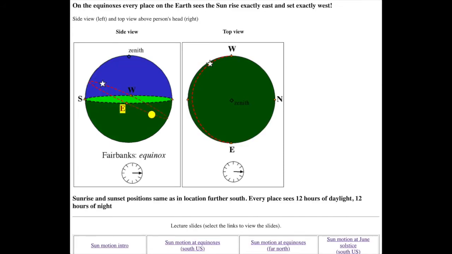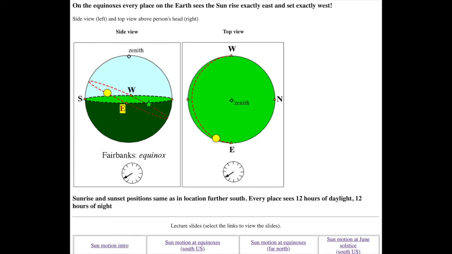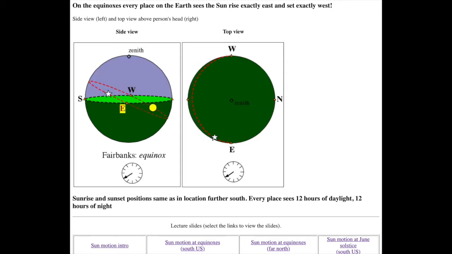Next slide. Now compare with the view from Fairbanks, much further north. The celestial equator is tipped over a lot more than in Los Angeles, so the equinox Sun takes a lower path, but it is still 12 hours of daylight and 12 hours of nighttime.